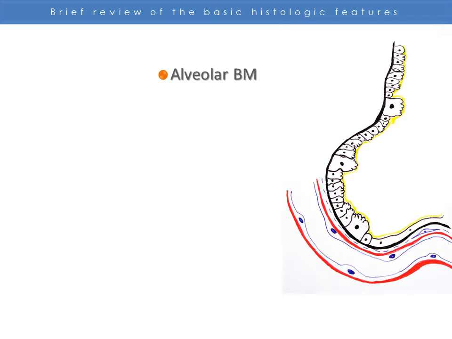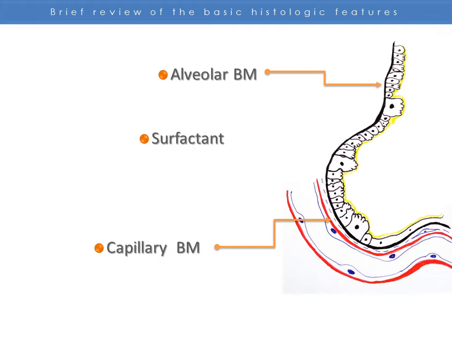Two basement membranes are found in the alveolo-capillary interface, that are the alveolar basement membrane and the capillary basement membrane. This layer in yellow represents the surfactants.